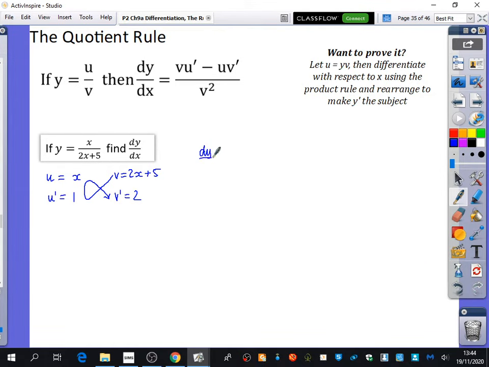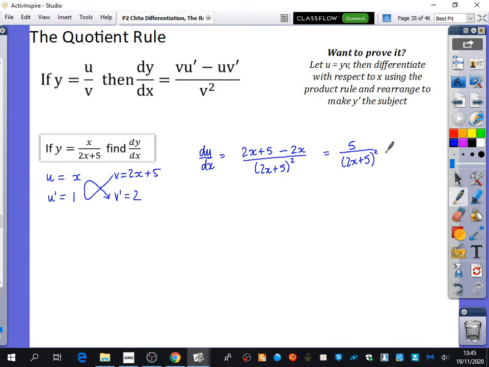So when I differentiate this, I'm literally just going to go with that order. So it's v u dash, which is just 2x plus 5 multiplied by 1, minus u v dash, which is minus 2x, and that's all being divided by 2x plus 5 squared, which is v squared. So that's vu dash minus this times this, which is minus 2x divided by v squared, and that is equal to 5 over 2x plus 5 squared.